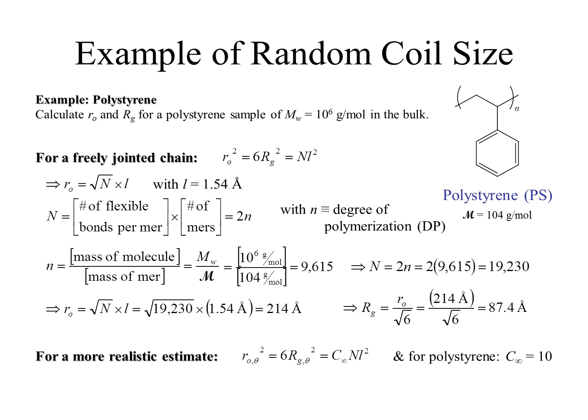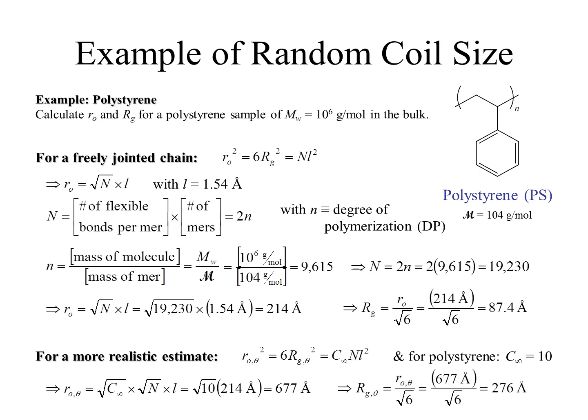For a more realistic size, we can utilize the hindered rotation version, and all we need is the characteristic ratio for polystyrene. Oh, it's 10? Great. Now we just put the number into the equation, and we get an R sub G theta of 276 angstroms. This is still pretty small compared to the contour length of 3 micrometers, but it is larger than the estimated R sub G value above.